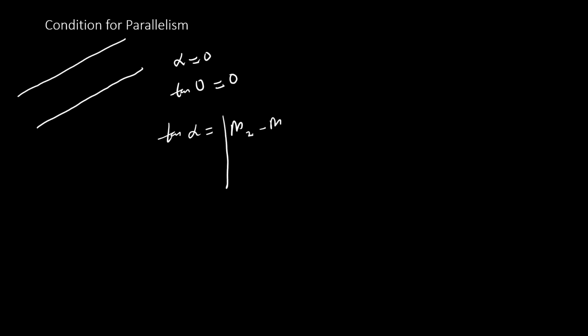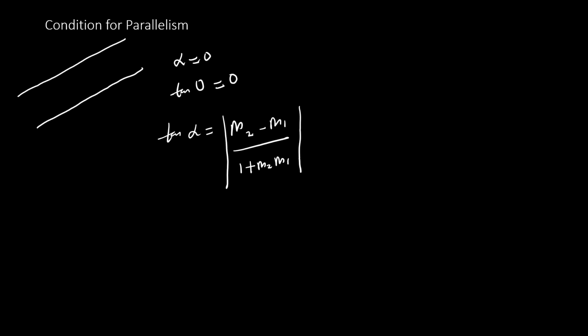For the first one, if two lines are parallel, for example, something like this, then we say that the angle between them is 0. The angle between two lines that are parallel is 0. We now have alpha equal to 0, and tan 0 equals 0. Going back to the formula for finding the angle between two lines, tan alpha equals the absolute value of m2 minus m1 over 1 plus m2 m1, where m2 and m1 are the slopes of these two lines.